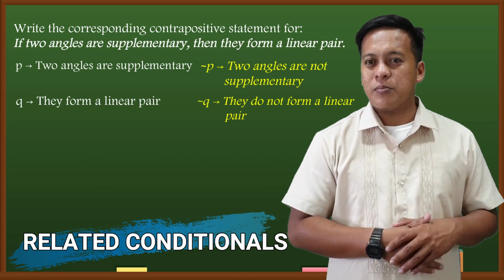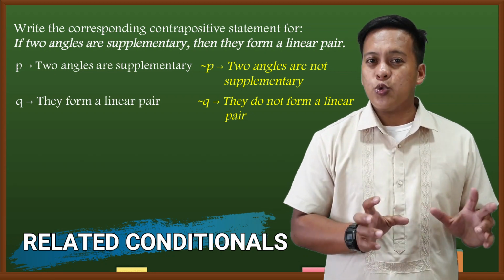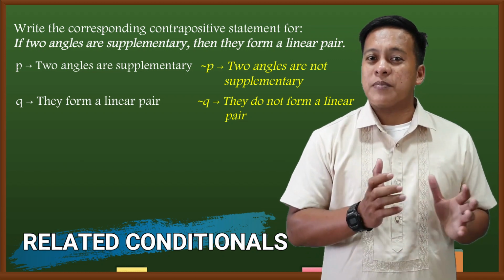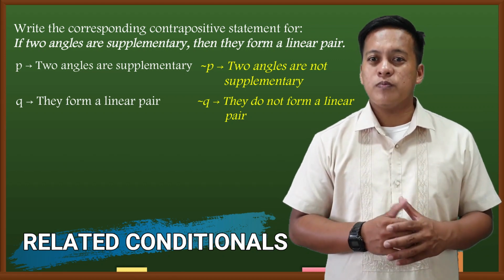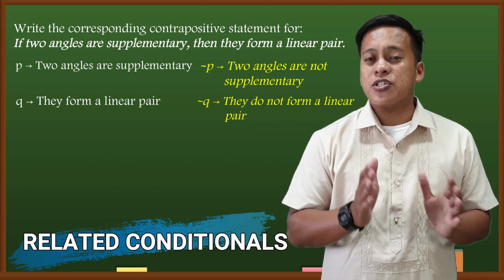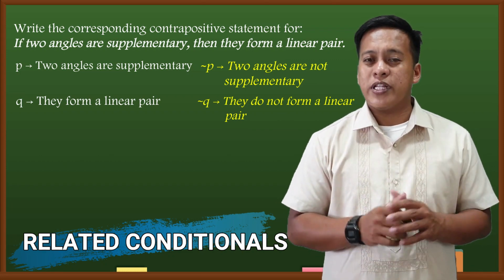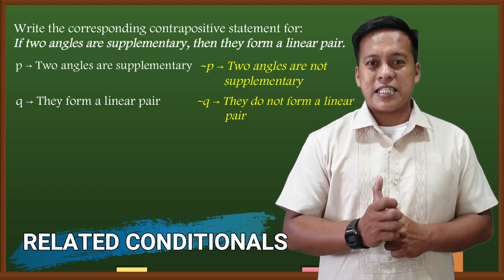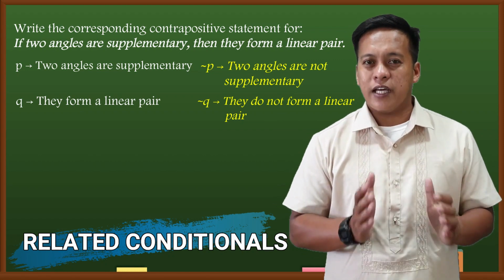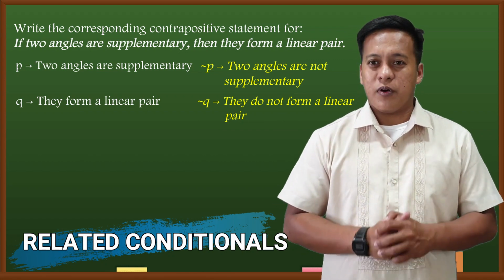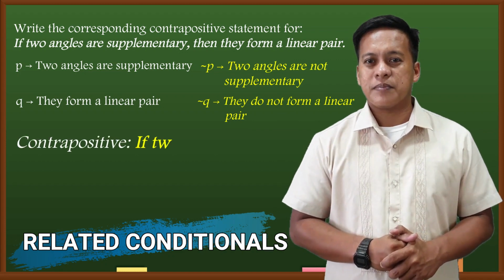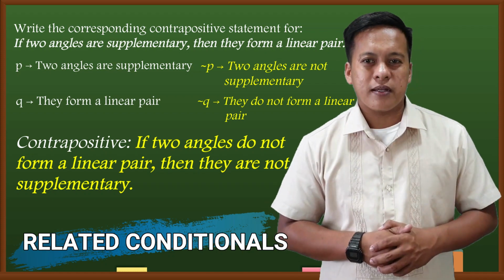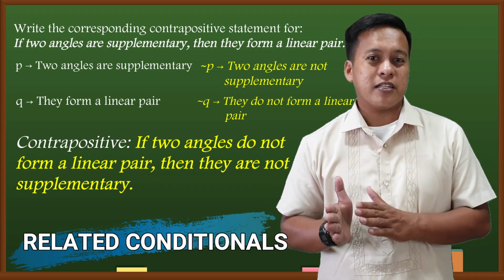Just like in example number 2, the words two angles and they refer to the same thing. So, they may be used interchangeably to conform with the correct syntax of writing a noun and its antecedent. Therefore, the contrapositive of the given statement is, if two angles do not form a linear pair, then they are not supplementary.